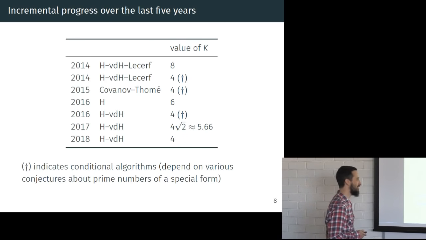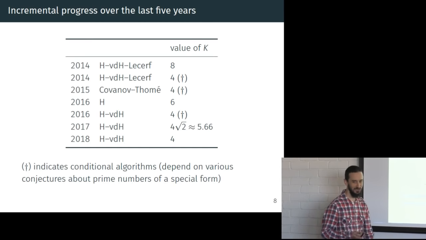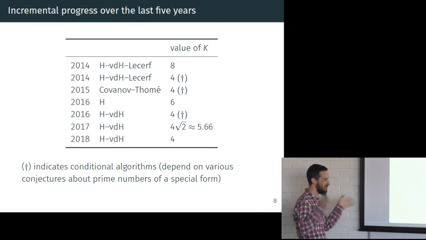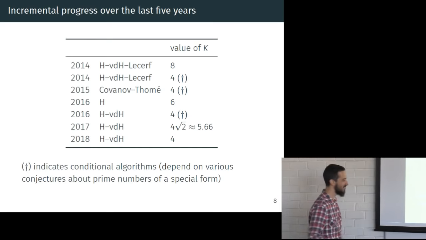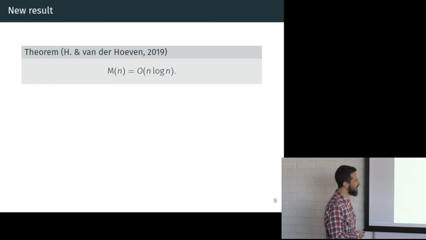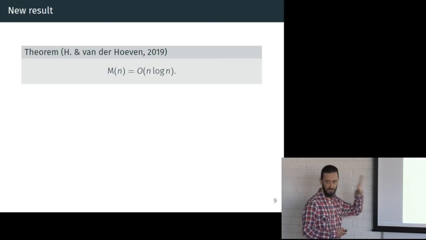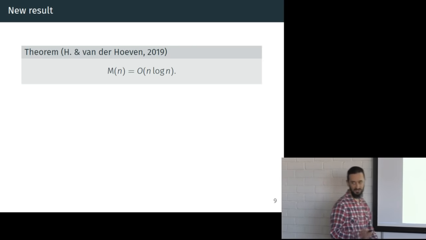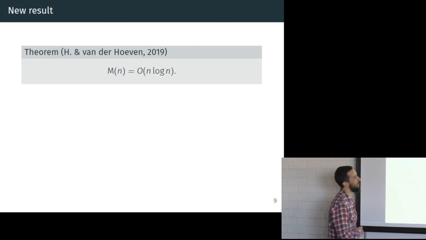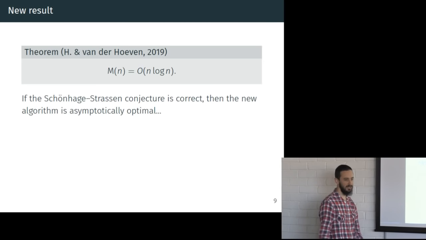And then I have to confess that when we presented this result at the ANTS conference last year, we actually already knew about the next result, but we were not completely sure and had not worked out all the details. So anyway, the next result, which is what I want to talk about today, is in fact, we can get n log n. Okay, so this is the upper bound part of the Schönhage and Strassen conjecture. The lower bound is, I think, a lot harder. So of course, if their conjecture is correct, then this is optimal. You can't do better except by possibly a constant factor.